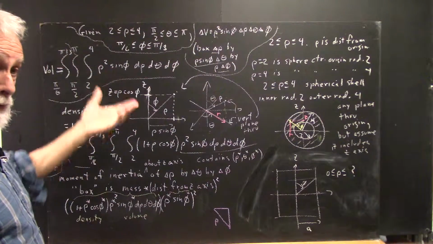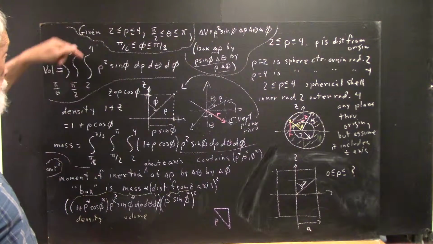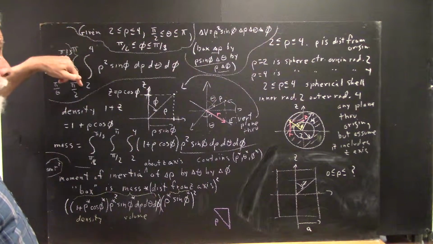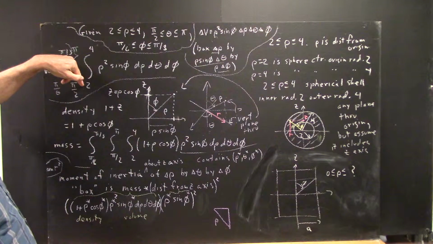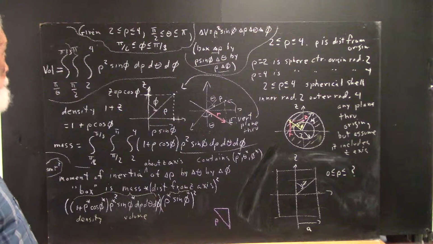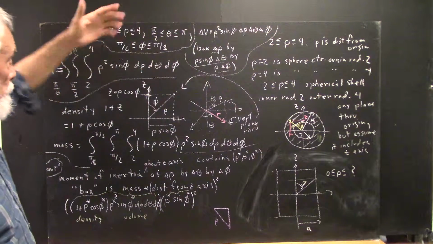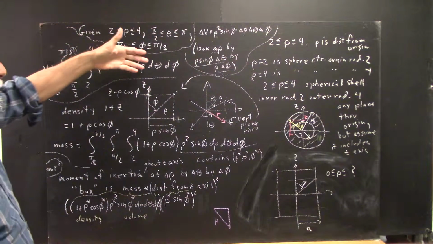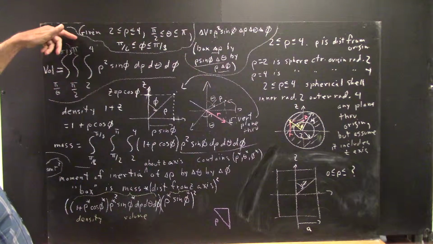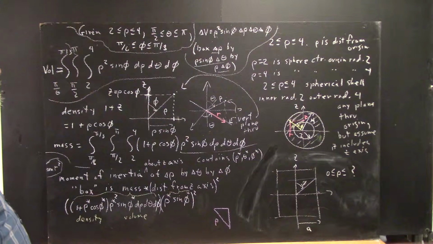Antiderivative of rho squared is going to be rho cubed over 3, so you're going to have 4 cubed over 3 minus 2 cubed over 3. Okay, that's 64 over 3 minus 8 over 3, 56 over 3. Theta just goes from here to here, and we just get theta when we integrate. So we're going to then have that times pi over 2.